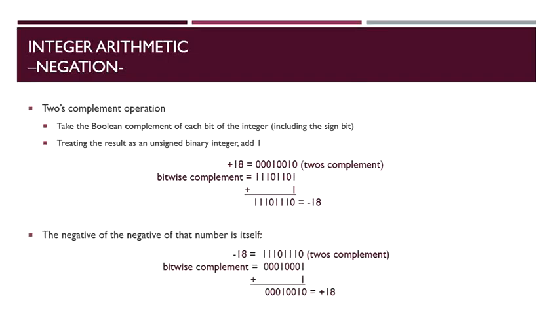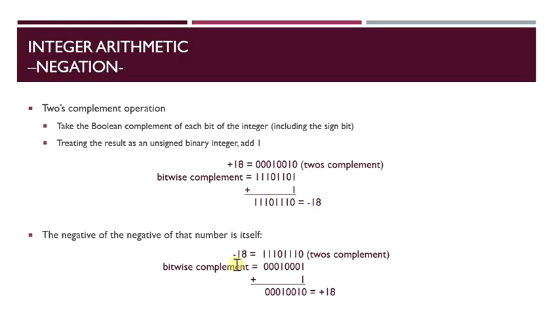This is how you do the negation for 2's complement notation. In this example, when you want to negate positive 18, you take the 2's complement number, which is 0, 0, 0, 1, 0, 0, 1, 0. After that, you do the bitwise complement, or flipping, and you add 1. The result is 1, 1, 1, 0, 1, 1, 1, 0, which is equivalent to negative 18.